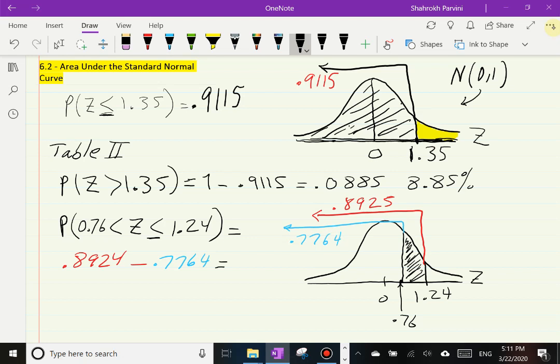I'm going to use my calculator on this one. 0.8924 subtract 0.7764 from it, and I get 0.116. Okay, so that's about 11.6%. There you go, and that is the probability of a number that is between.